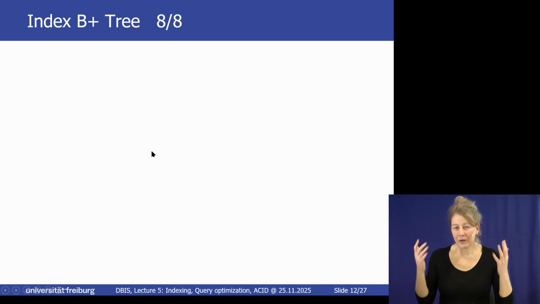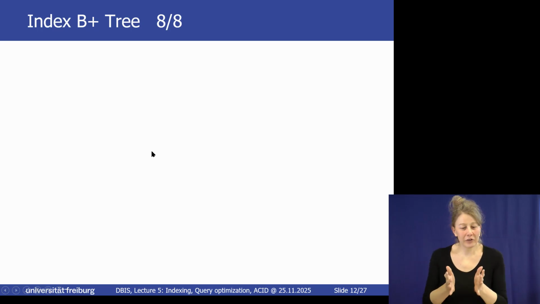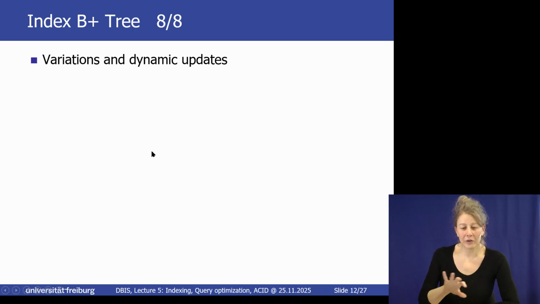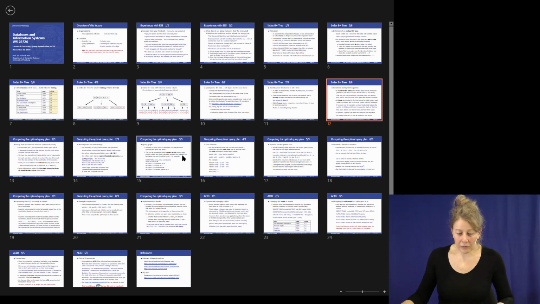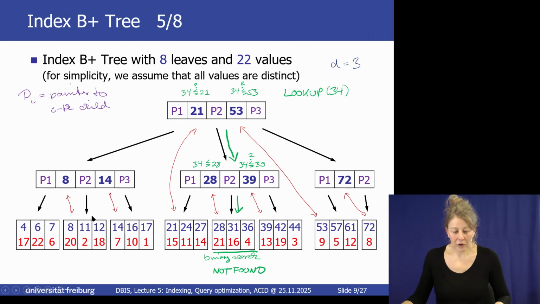So think about whether you have more questions. That's just some finer points or variations, closing remarks on this index on B plus tree. One decision here: we store the value and the row index from where it comes.